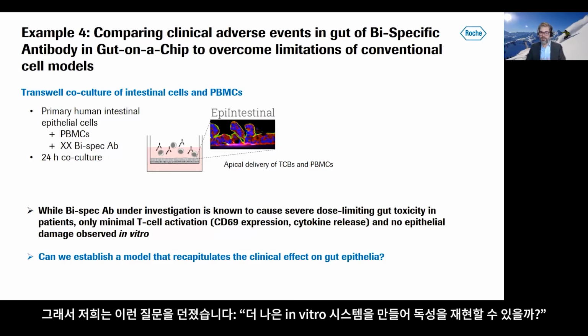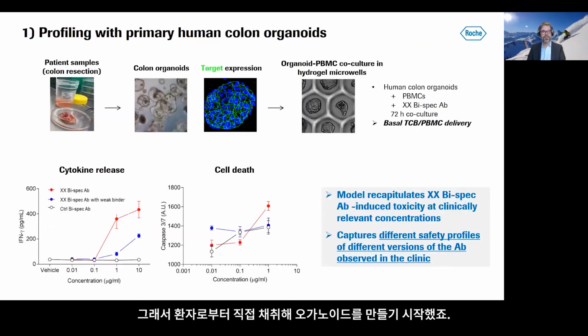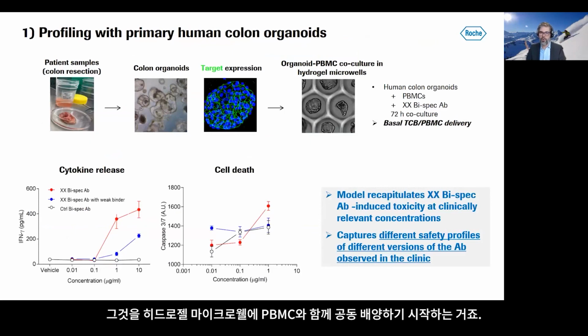So we thought, okay, can we have an improved in vitro system that is able to recapitulate this toxicity? So we started to generate organoids that we would get directly from patients, and I would first check, as you can see on the top picture, whether the target is expressed, and we would start co-culturing then with PBMCs in hydrogel microwells.